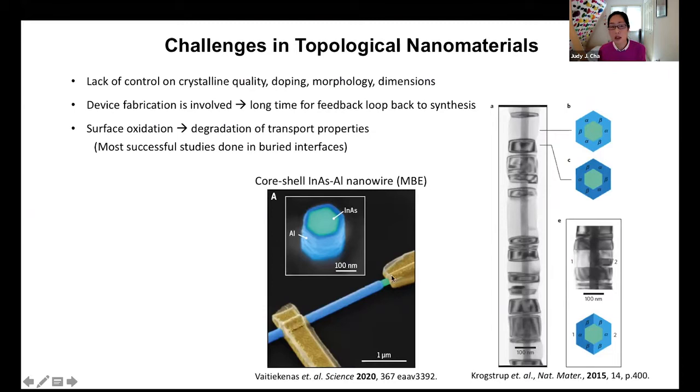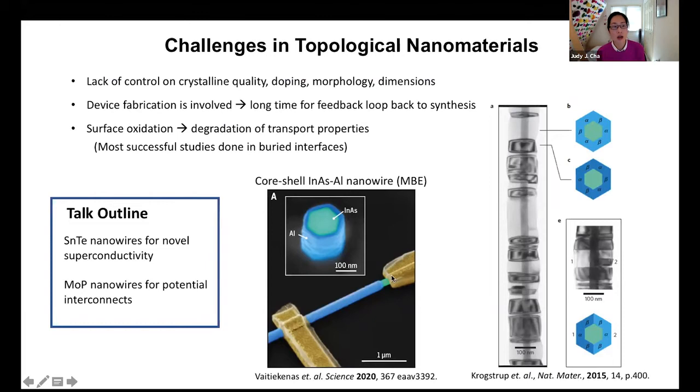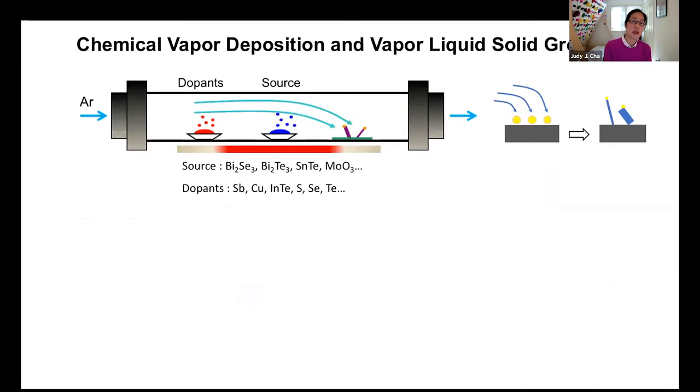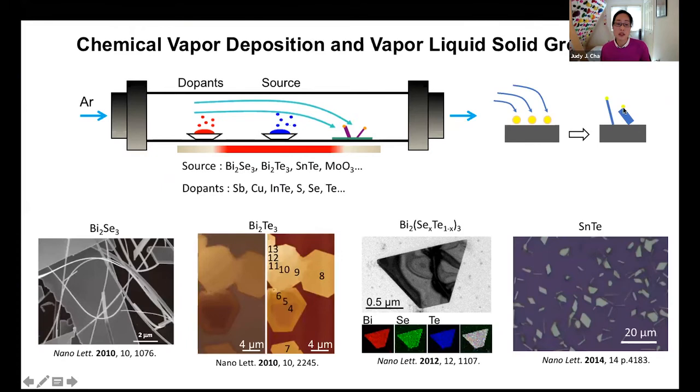So for the rest of the talk, I'll talk about my own studies. It'll be on two systems. One is tin telluride nanowires, and the other one is fairly recent, which is on molybdenum phosphide nanowires. My group just uses a chemical vapor deposition method to make these nanowires, so metal-catalyzed CVD. So we just decorate our substrates, usually with gold nanoparticles, have a source and dopant source powder, or sometimes gas, and then as the source powder evaporates and comes down to the substrate, they condense and recrystallize as nanostructures. This is a pretty easy and fast method to make a variety of nanostructures.